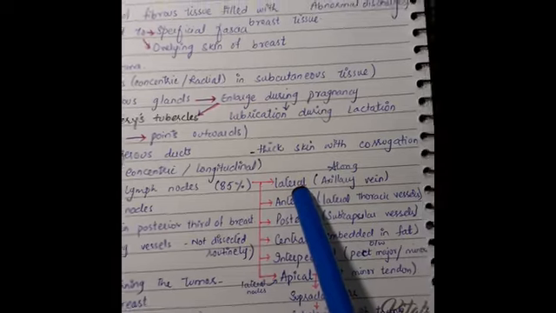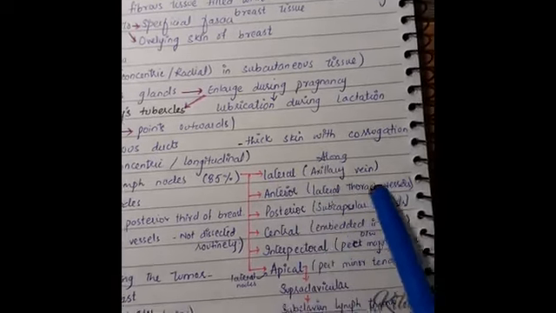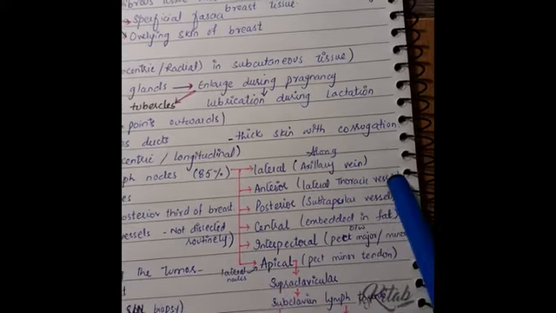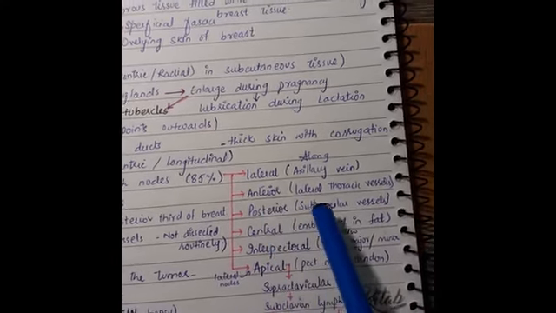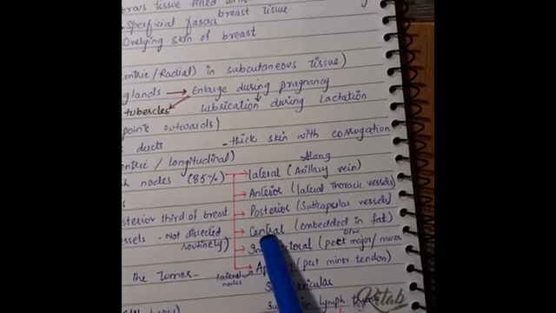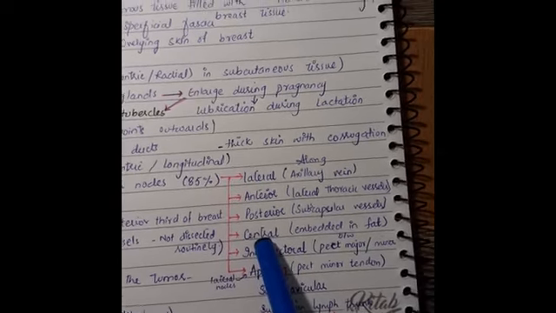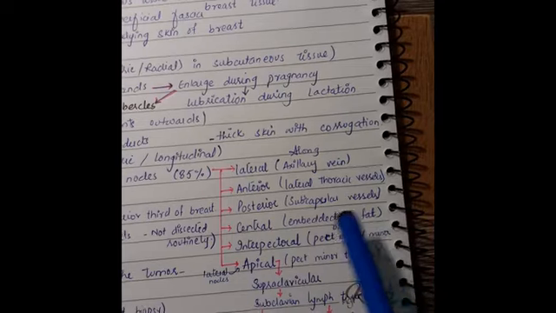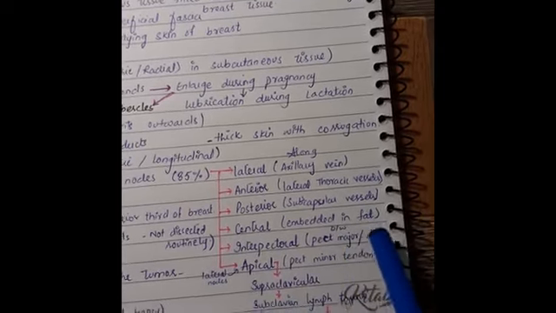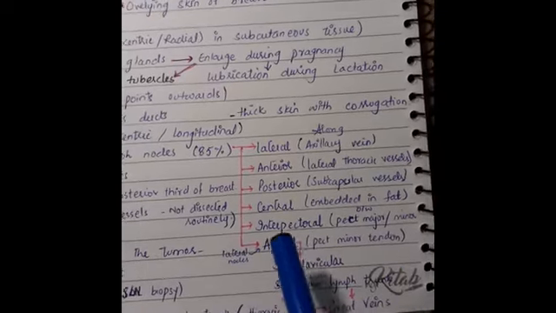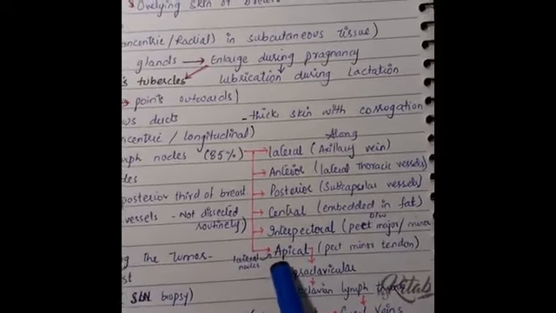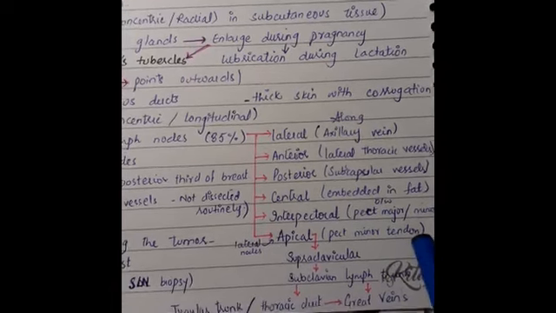The lateral group of axillary lymph nodes lie along the axillary vein. The anterior lie along the lateral thoracic vessels. The posterior lie along the subscapular vessels. The central group of axillary lymph nodes are embedded in fat. The interpectoral are present between pectoralis major and pectoralis minor muscle. The apical group of axillary lymph nodes are present along the pectoralis minor tendon.